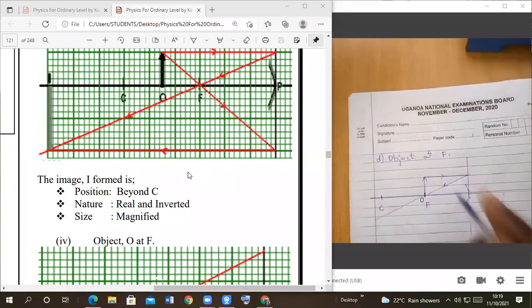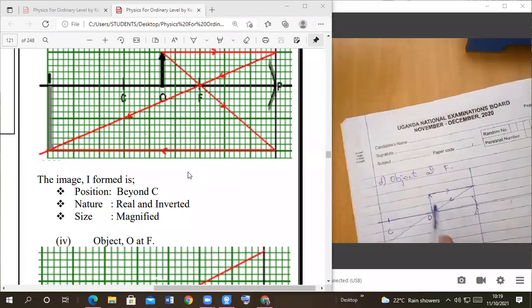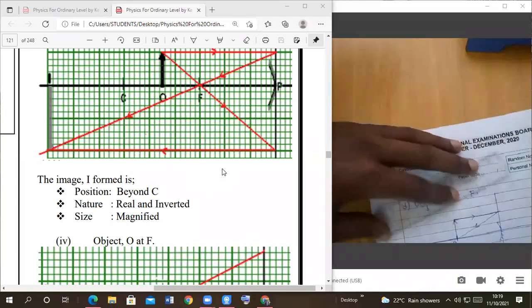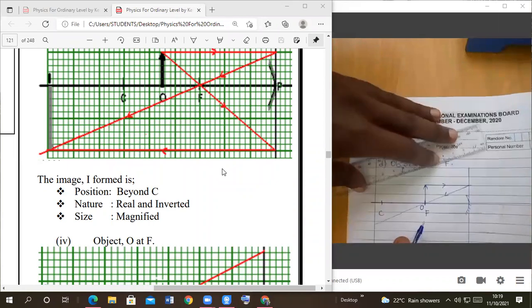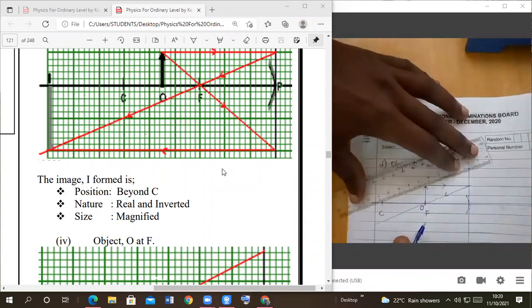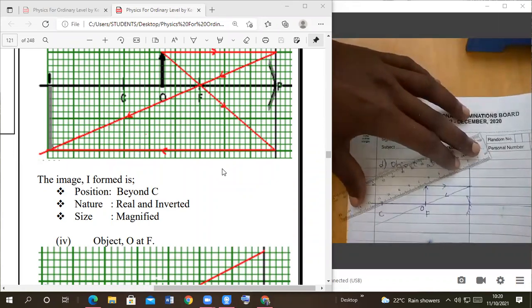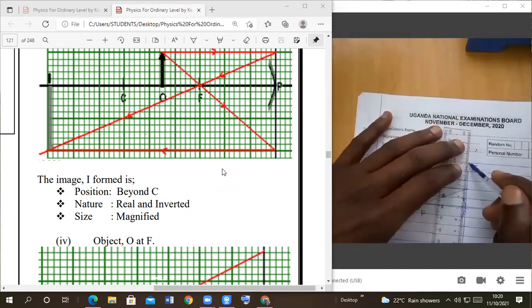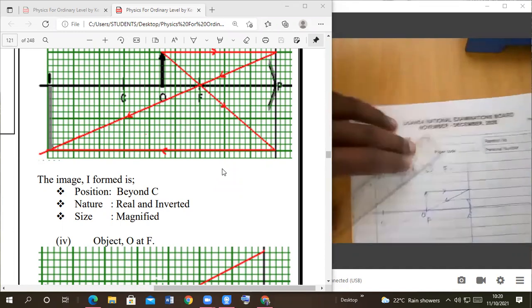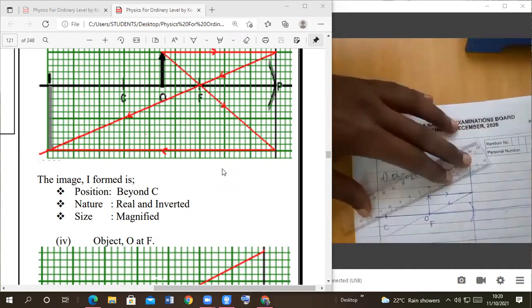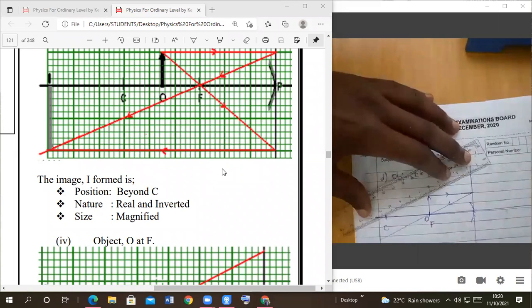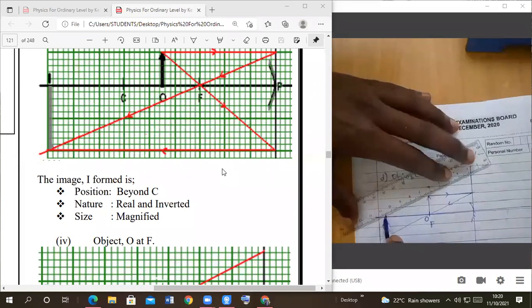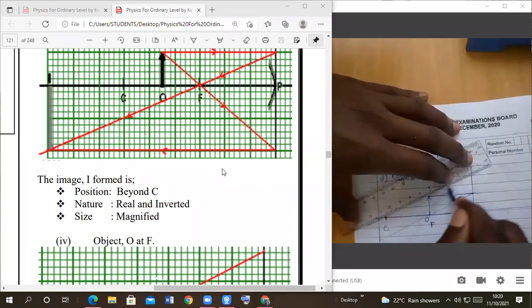So now at this point here, there was supposed to be a ray passing through the principal focus. But now the object is at this point, so a ray of light must come from the center of curvature. We said when a ray of light comes from the center of curvature, it will be reflected along the same path. So this one shall come like this, like that.